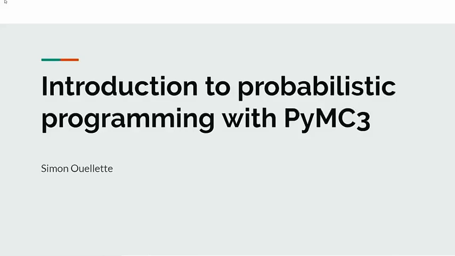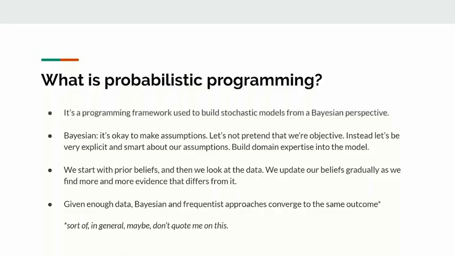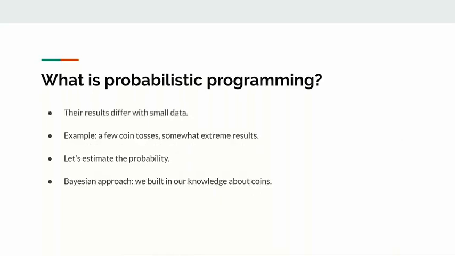Hello, everyone. So I'm going to start with the obvious question. What is probabilistic programming? Well, it's a framework used to build stochastic models from a Bayesian perspective. Bayesian means that it's okay to make assumptions. We don't pretend to be objective. Instead, we're very explicit about our assumptions, and we try to use them to build domain expertise into our models.